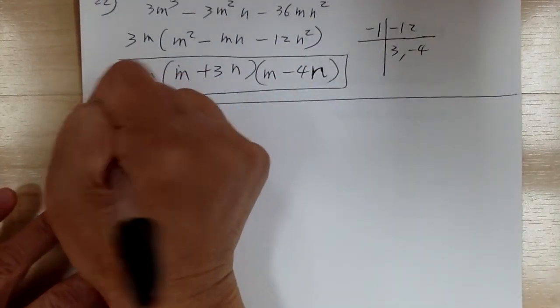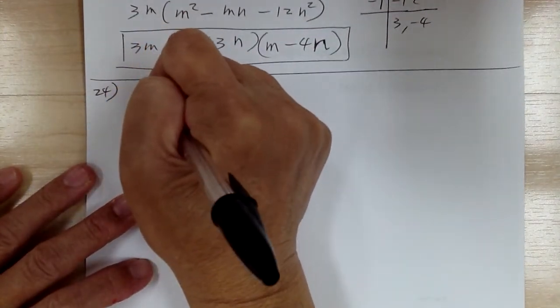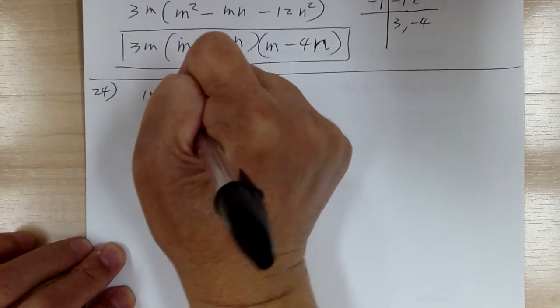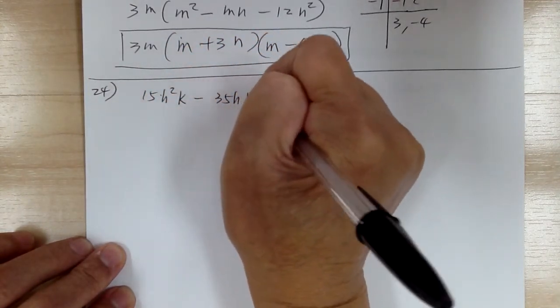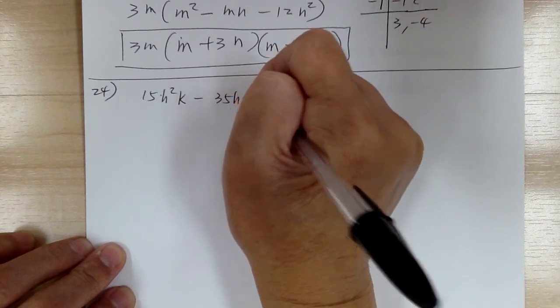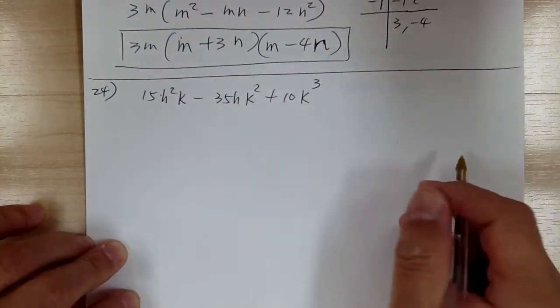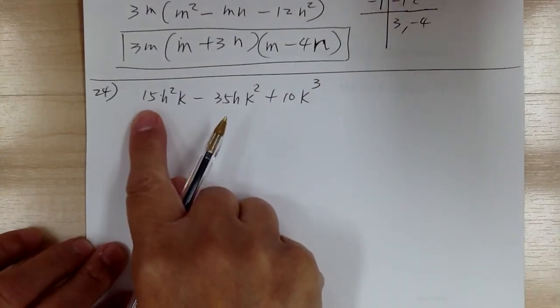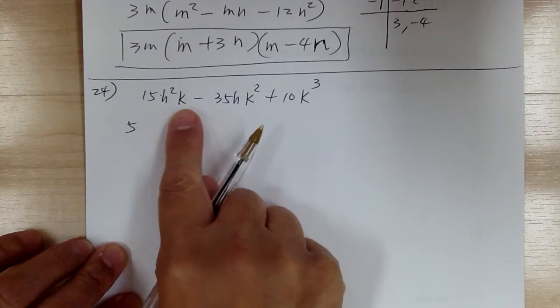Okay, 24. You got 15h squared k minus 35hk squared plus 10k to the 3. Okay, so step 1, common factor. The number, you can factor the 5. The alphabet, you can factor the k.